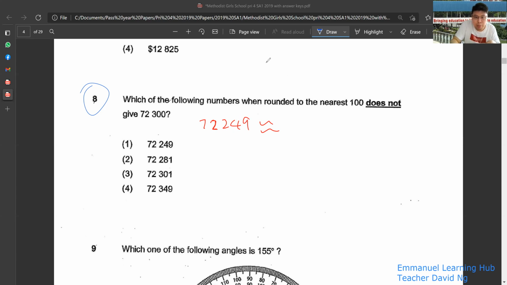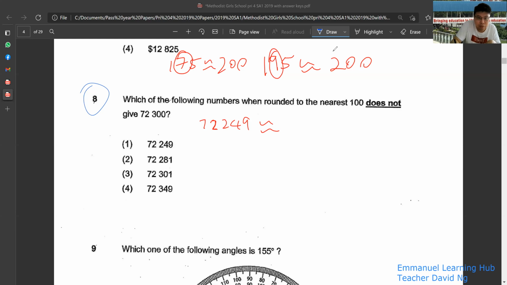Why? Because let's say 195. The nearest 100 is 200. Why do I round up? Because I look at 9. 9 I round up becomes 10. And 175, nearest 100, I look at 7. Because 7 rounds up, the nearest 100 is 200.